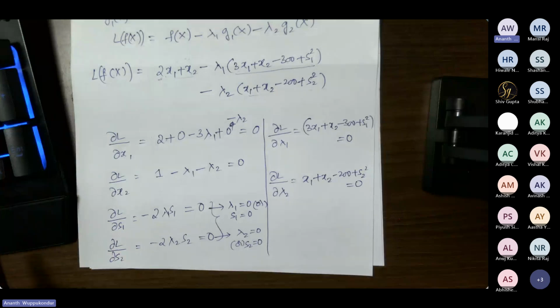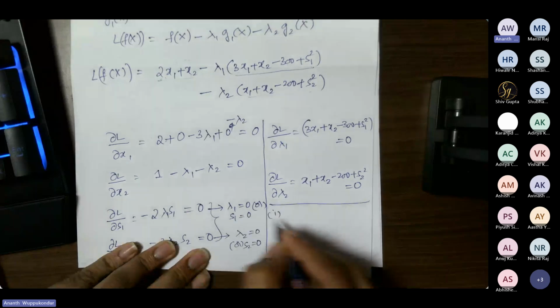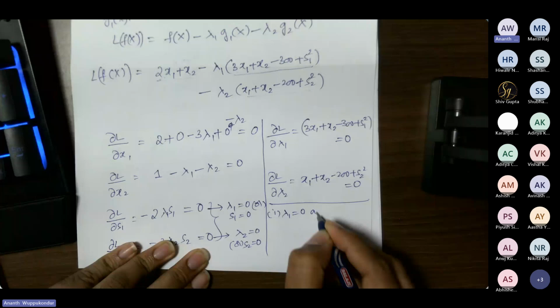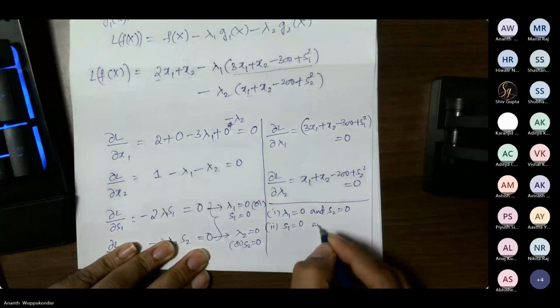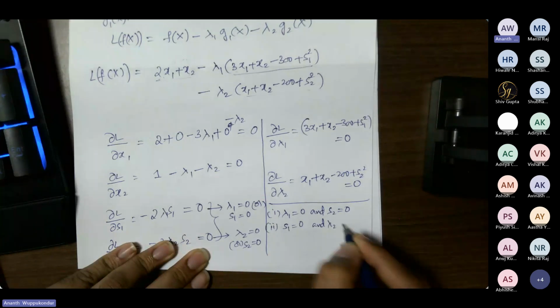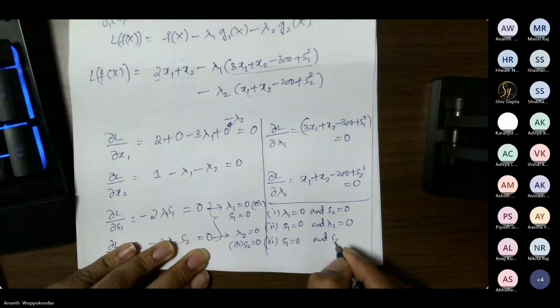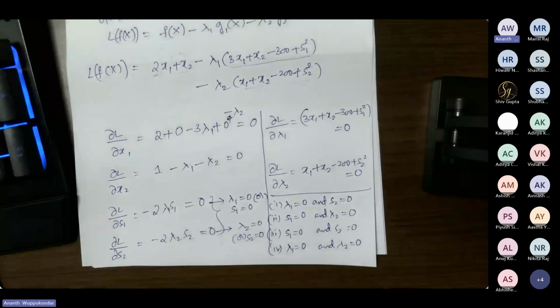Now, there are 4 possible combinations out of these. One is either lambda 1 equals 0 and let us say S2 equals 0, or the other possible solution is S1 equals 0 and lambda 2 equals 0, or S1 equals 0 and S2 equals 0. And the fourth one is lambda 1 equals 0 and lambda 2 equals 0. So these are the 4 possible combinations of solutions from the above equations, or the above 6 set of equations that we had.